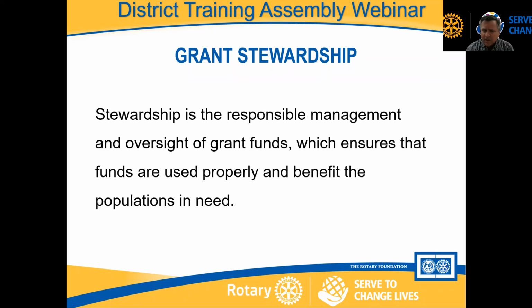Okay, just briefly a little bit about stewardship. I'm sure we all know what that means, but it's managing these funds responsibly. Rotary International expects us to manage these funds responsibly and report back on them on a timely basis. So we're asking the same from each club. Just make sure that the funds are being used for what they were intended to serve. Next slide.